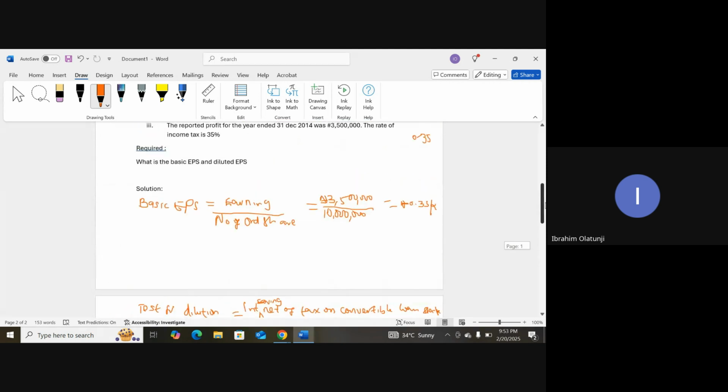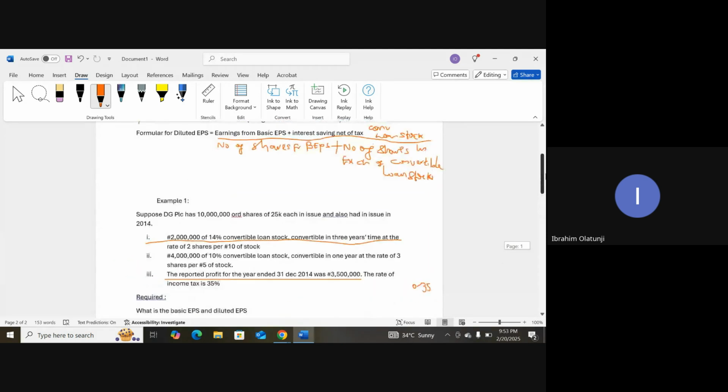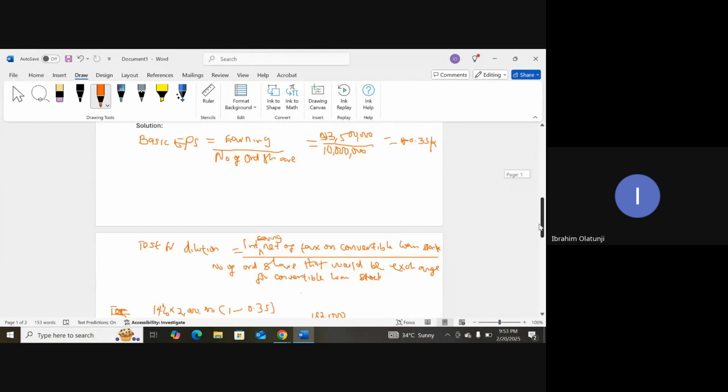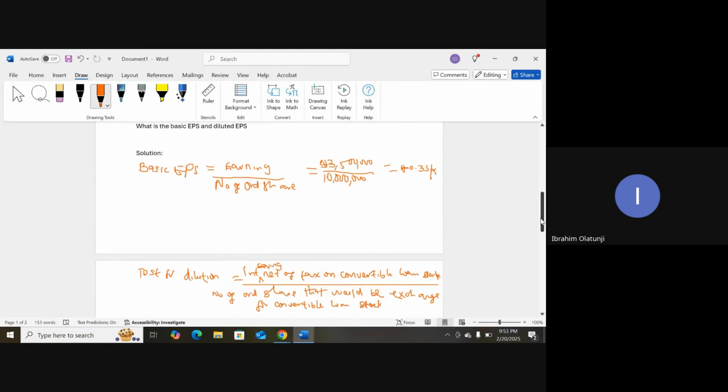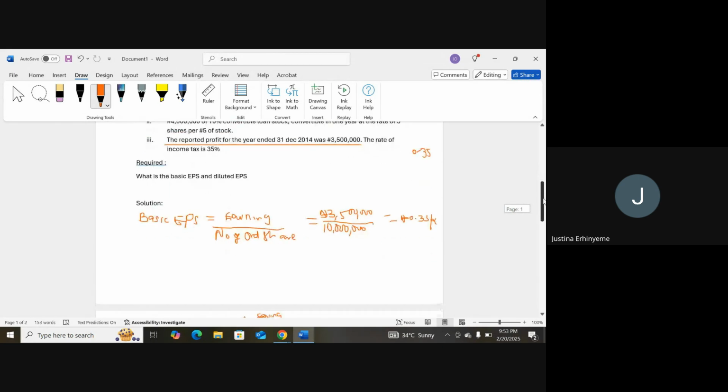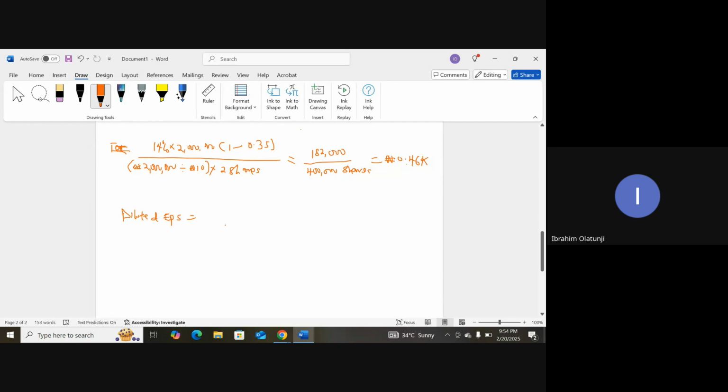Based on the formula for diluted EPS, we said earnings from basic EPS. You already calculated the earnings at that time. What is the earnings for basic EPS? Earnings, not earnings per share. 3,500,000. Yes, earnings. I'm not saying earnings per share.